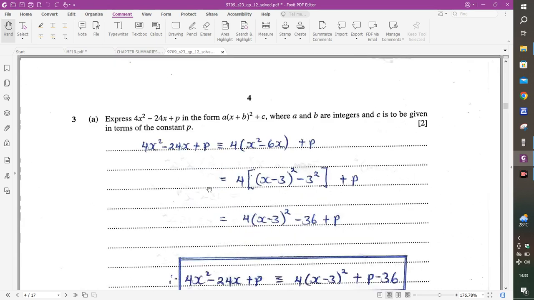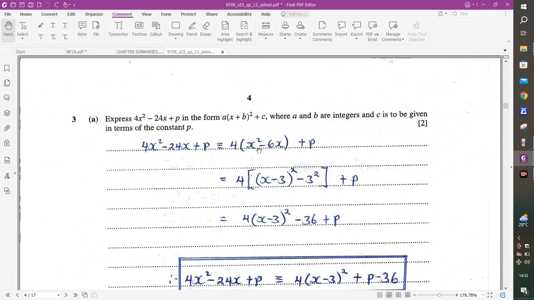Number 3, express 4x squared minus 24x plus p in the form a(x + b) squared plus c. So this is what we call the completed square format of a quadratic expression. And they're saying that a and b are integers and c is to be given in terms of the constant p. So in completing the square, we have to first make sure that the coefficient of x squared is 1. Because this is not a quadratic equation, it is just an expression. So I first factorize out the coefficient of x squared. So I put a 4 out.